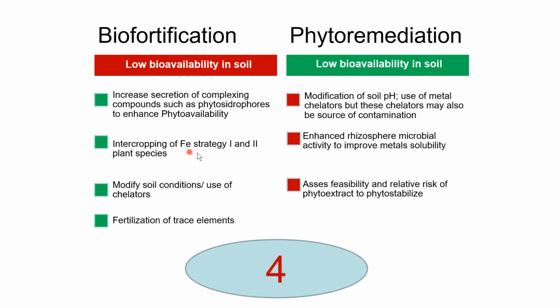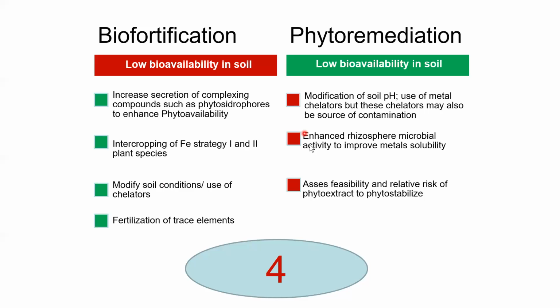Intercropping of Fe strategy 1 and 2 plant species. So if we intercrop the plants with both strategies, they can help each other for the iron remobilization. Soil condition can be modified, and chelators can be used to enhance the uptake. And then fertilization of trace elements, of course, that is also biofortification.